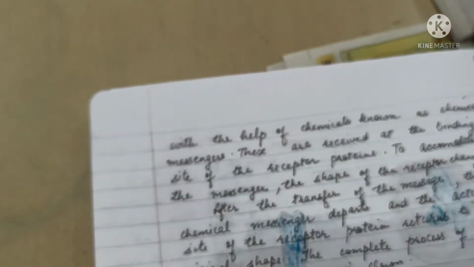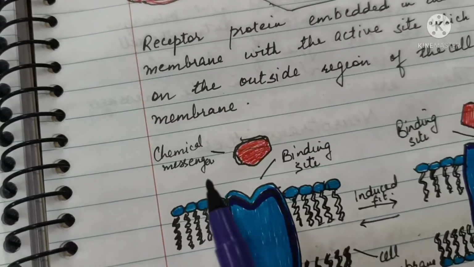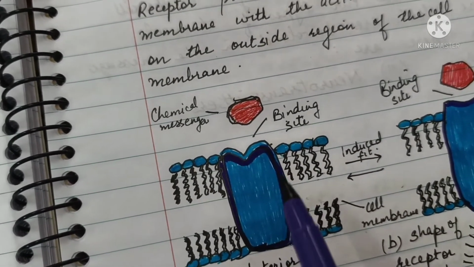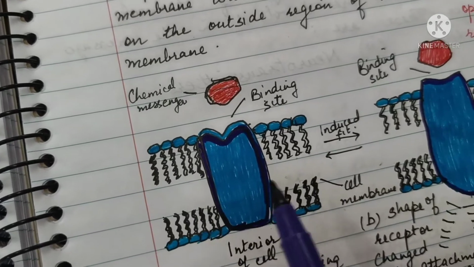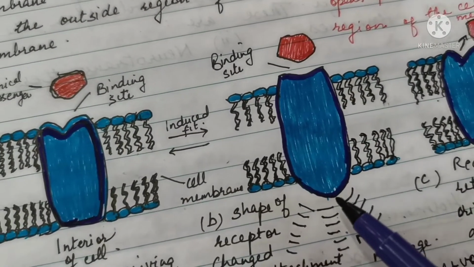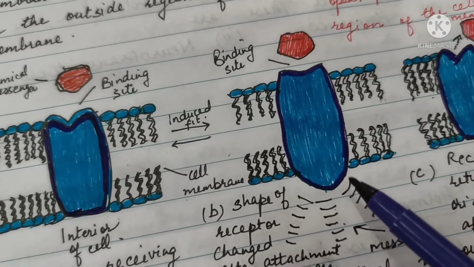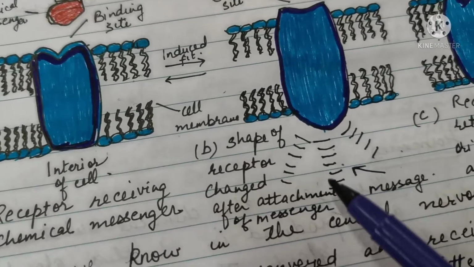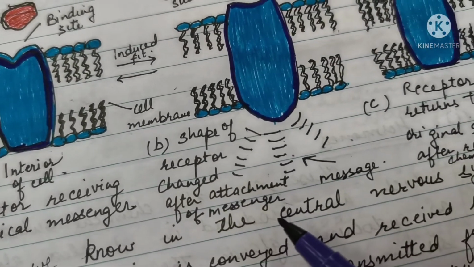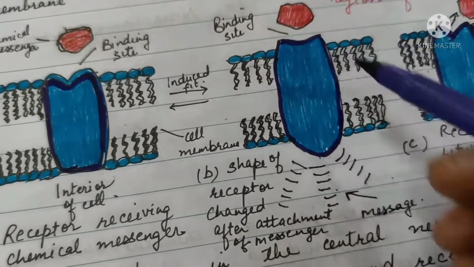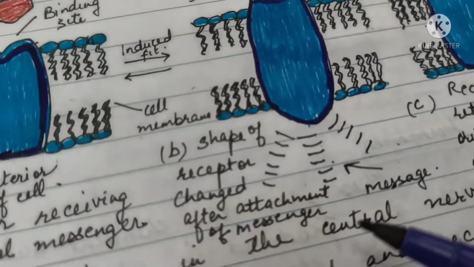So what happens is this chemical messenger will get attached on the binding site of the receptor embedded in the cell membrane, and as a result the shape of the receptor protein on the inner side will change, and because of the binding the message is transmitted on the inner side of the cell. So the cell will perform the function as directed by the brain.